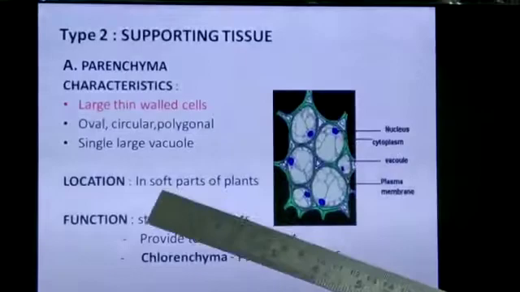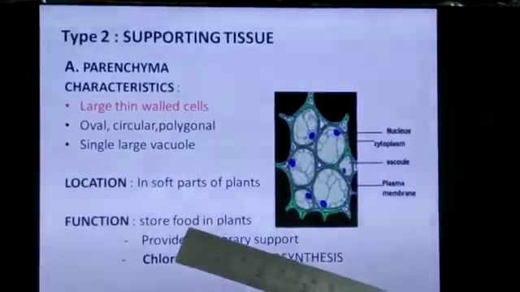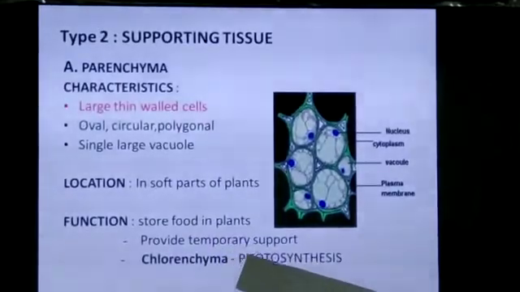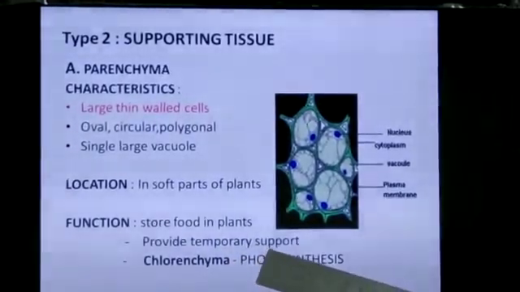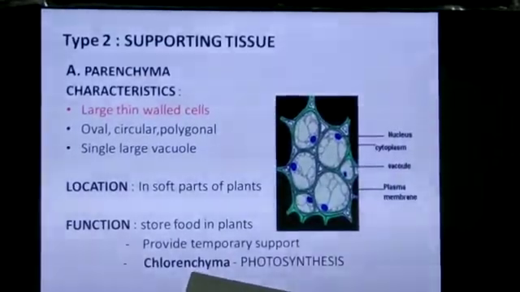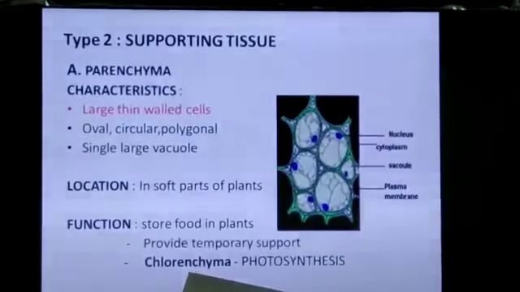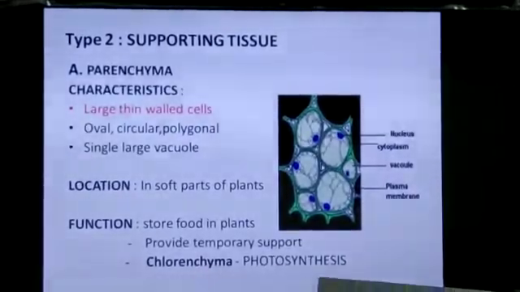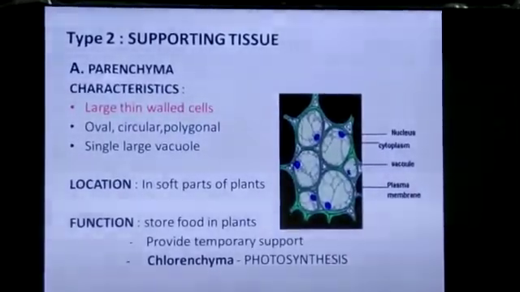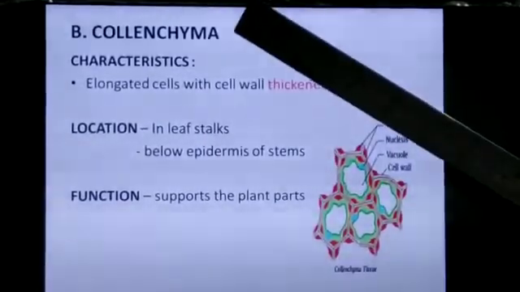They are present in the soft parts of the plants. Their function is to store food in plants. They also provide temporary support. Sometimes when parenchyma cells contain chlorophyll, they are termed as chlorenchyma, and they then perform photosynthesis process. We go to the next type of supporting tissue, that is collenchyma.